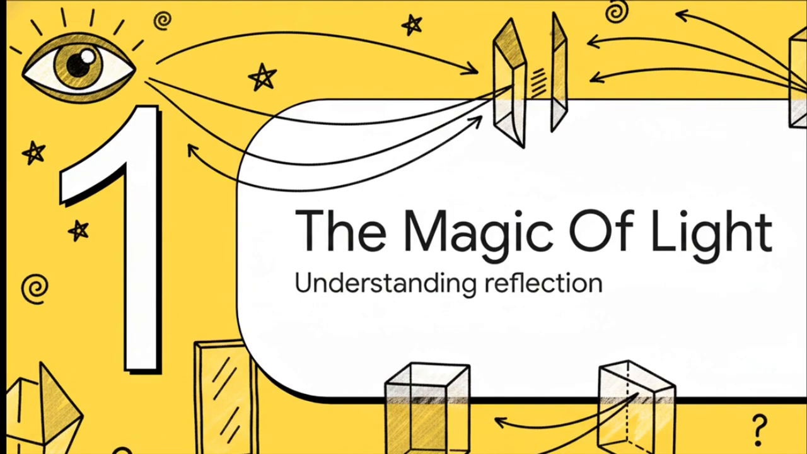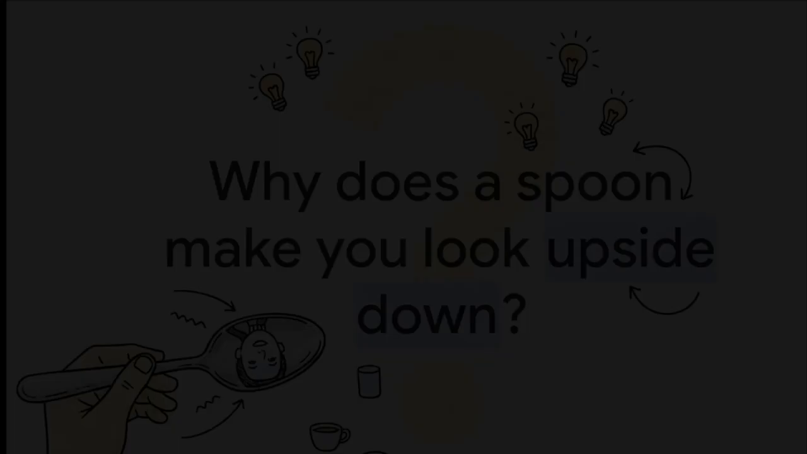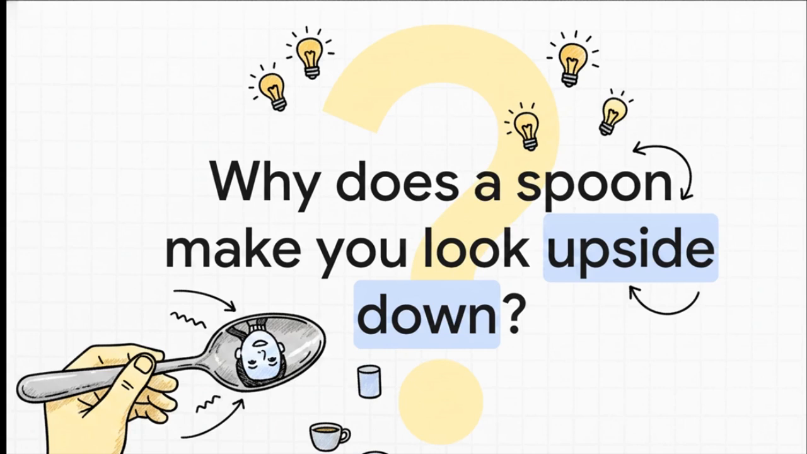Section 1. The magic of light. Okay, before we even think about drawing a single diagram, we need to challenge how we observe the world around us. Imagine this. You're sitting at the kitchen table, you pick up a shiny new spoon, and you look directly into the inside of it. Suddenly, your face is completely upside down. But why does this happen? Well, that simple, everyday kitchen spoon is actually a working spherical mirror. It is perfectly demonstrating the physics of light right there in the palm of your hand.